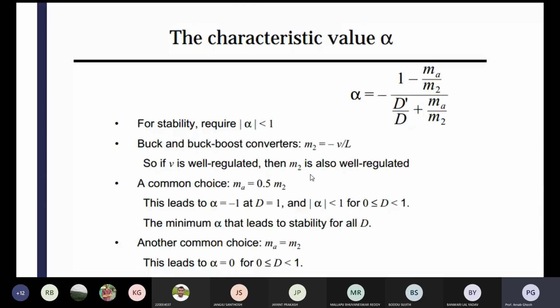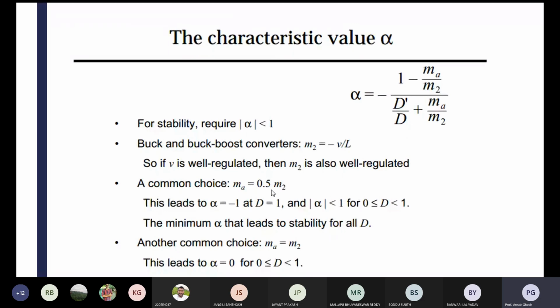Then M2 is also well regulated. So definitely M2 equals minus V by L. V is well regulated, so M2 is well regulated. A common choice is MA equal to 0.5 of M2. That is the common choice. This leads to alpha equal to minus 1 and D equal to 1.